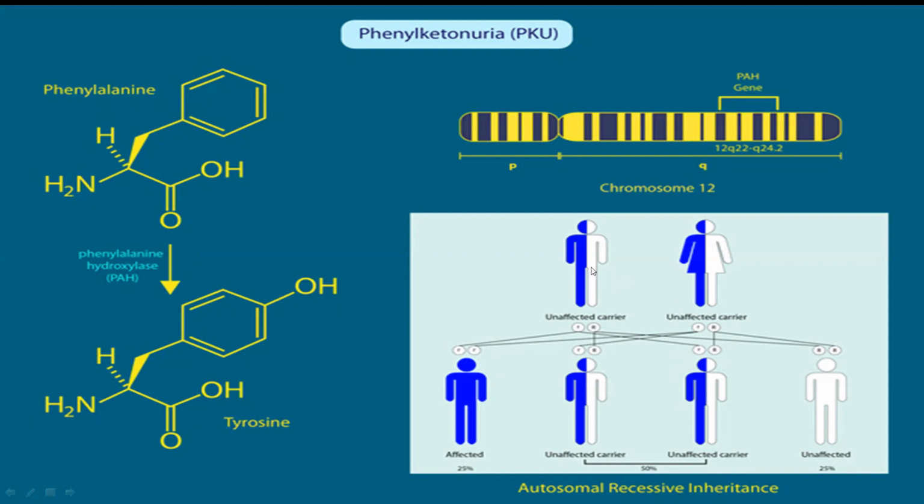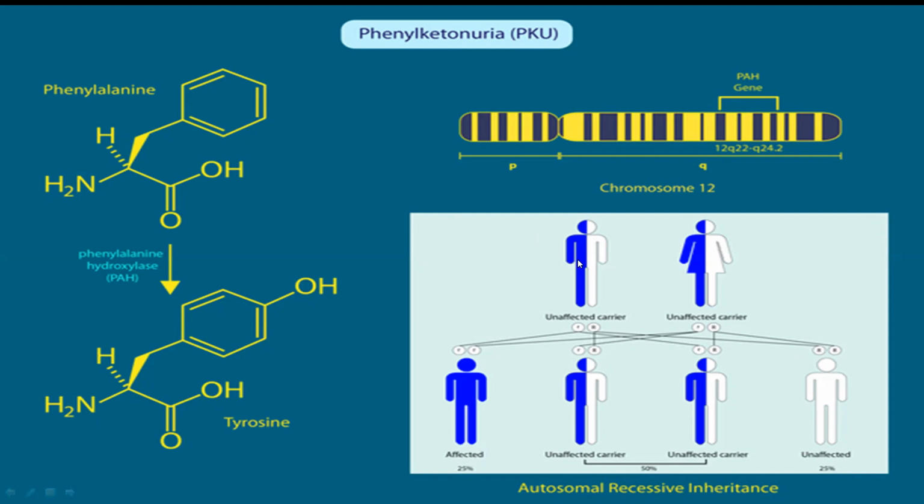Now here you can see this is an unaffected mother and unaffected father, which means they carry the gene. Half part is showing that they carry the gene. Half white means they are normal, but they are carriers. So this is the mother, half carrier. One side it is okay, but the other side it is white. One chromosome is dominant, the other chromosome of the pair is recessive.